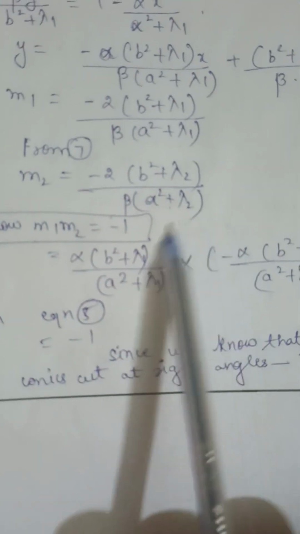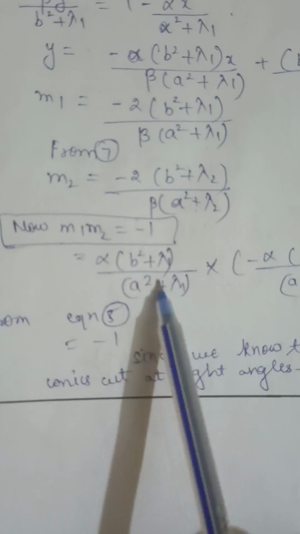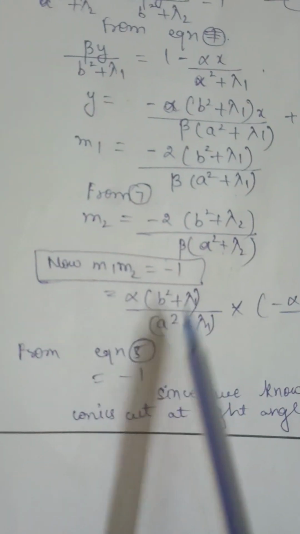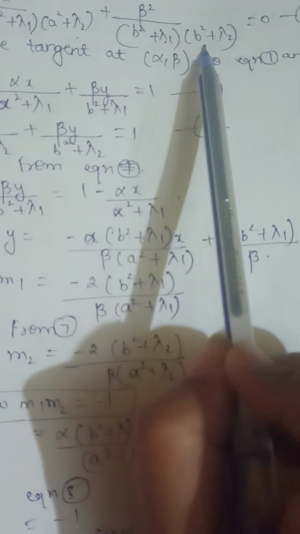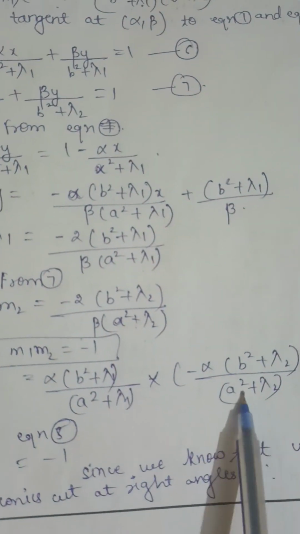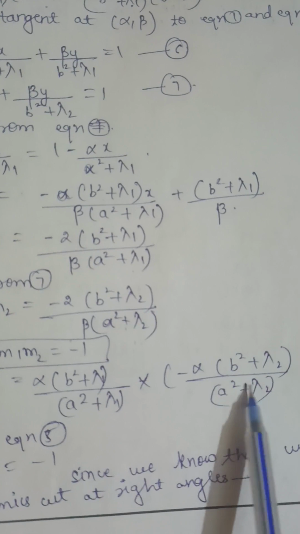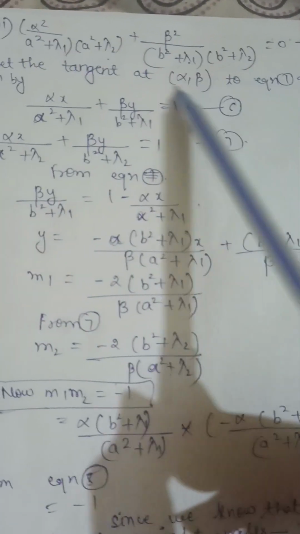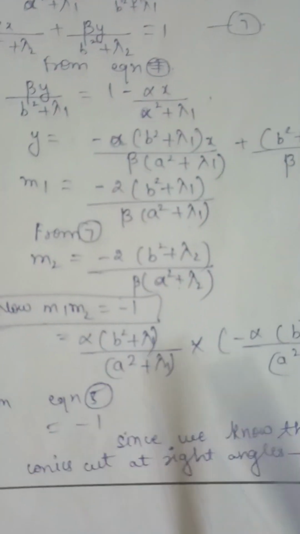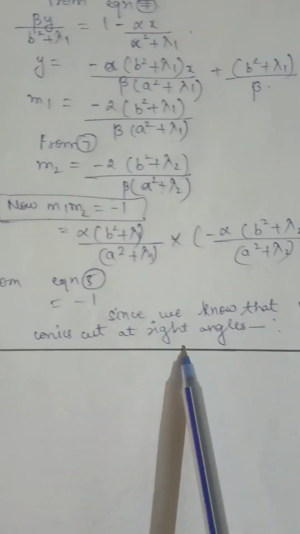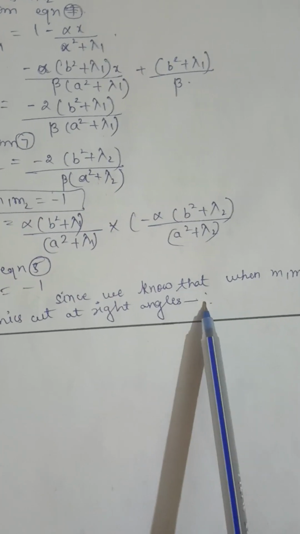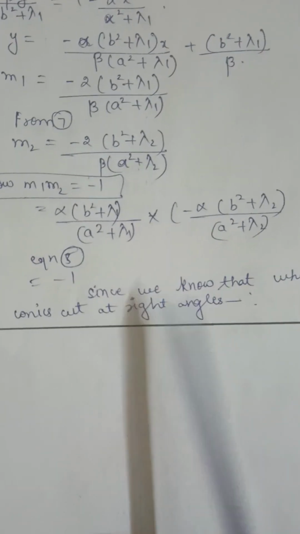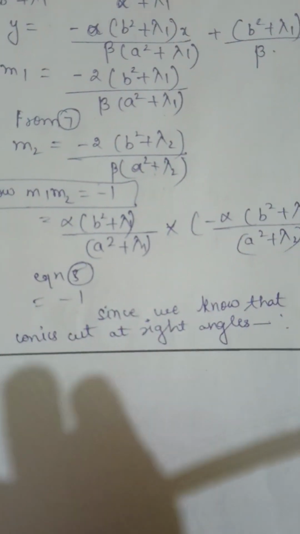When you would substitute the values of these ones from equation number 5, this is your equation number 5. See, you have the value of b square plus lambda 1, b square plus lambda 2. So the same values which are required here. So when you would make use of this equation, we would get the answer -1. So this is what we had to prove, since we know that when m1 m2 is equals to -1, conics cut at right angles. So this was your very first property.